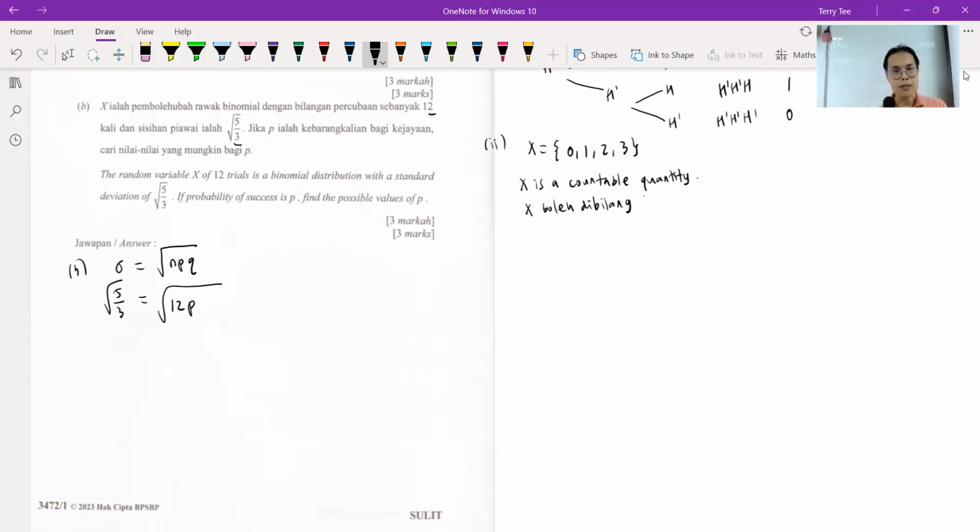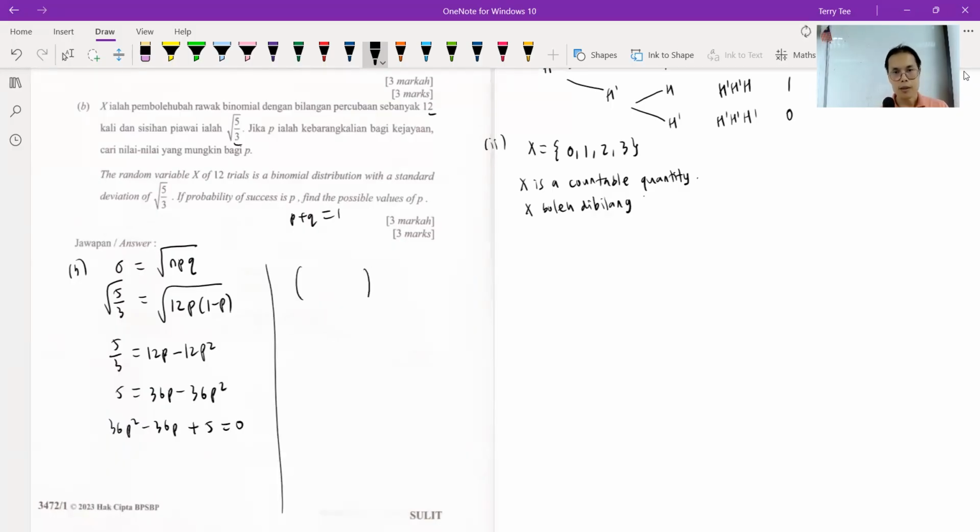So remember, P plus Q, success and failure, is 1. So your Q will be 1 minus P. So let's square both sides, 5/3. This is 12. I expanded that, 12P minus 12P squared. When you times it in, this is what you get. Multiply over, 36P minus 36P squared. Rearrange it. 36P squared minus 36P plus 5 equals 0.